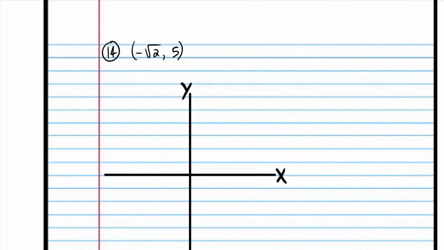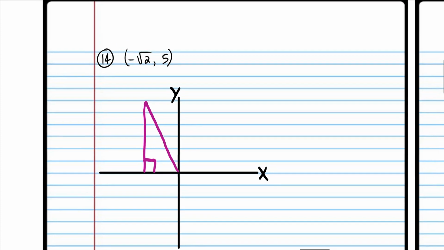Alright, we're back. So now we're going into quadrant 2. So we're going to move out root 2 and up 5. So that gets us to about there. Again, the triangle doesn't have to be perfect. You don't need to use grid paper. This triangle is just going to help us find or picture what's going on.